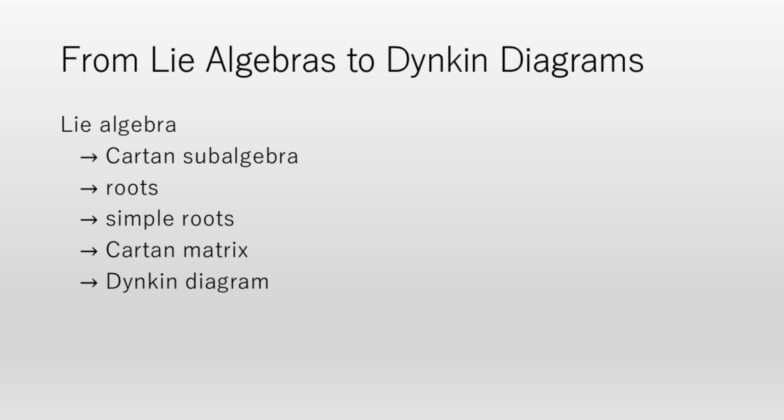To understand grand unified theories, one quickly encounters concepts such as Lie algebras, roots, Cartan matrices, and Dynkin diagrams. These ideas are often introduced separately, making it difficult to see how they fit together. The purpose of this video is to present the shortest path connecting them. We will start from a Lie algebra and follow a sequence of ideas that leads naturally to Dynkin diagrams.